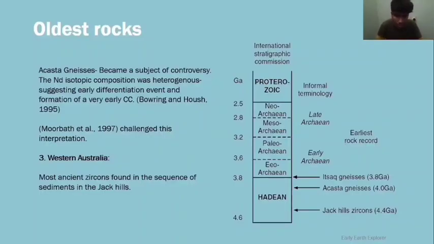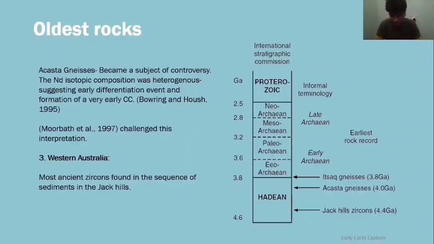But these kinds of interpretations were challenged by Moorbath et al. in 1997. So the debate over whether early continental crust formation happened, or whether we're dealing with a progressive growth, or whether we're dealing with a very early extraction, these are live debate questions. And we'll be dealing with more such questions in the upcoming videos. We'll be explaining and exploring those topics.